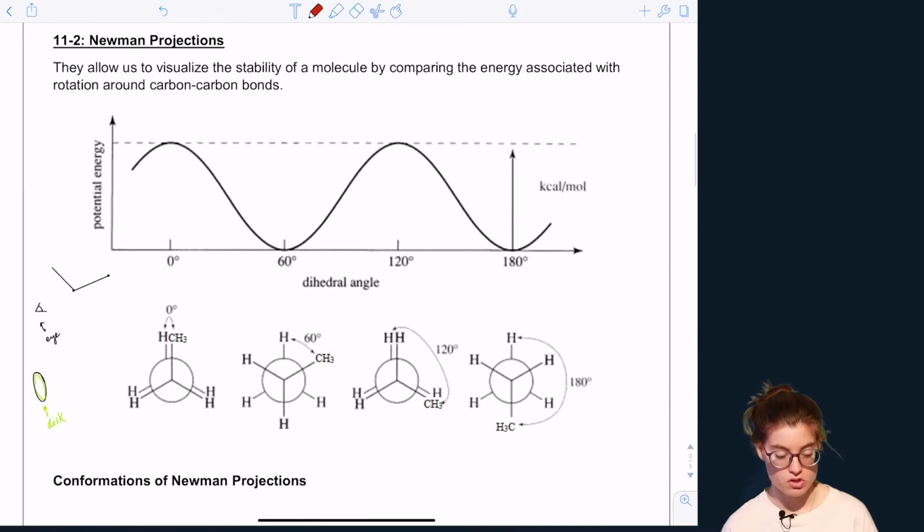Introduce what Newman projections are. So Newman projections are a way of visualizing molecules, okay? And they allow us to visualize the stability of the molecule and how it changes when we rotate around one of the sigma bonds.